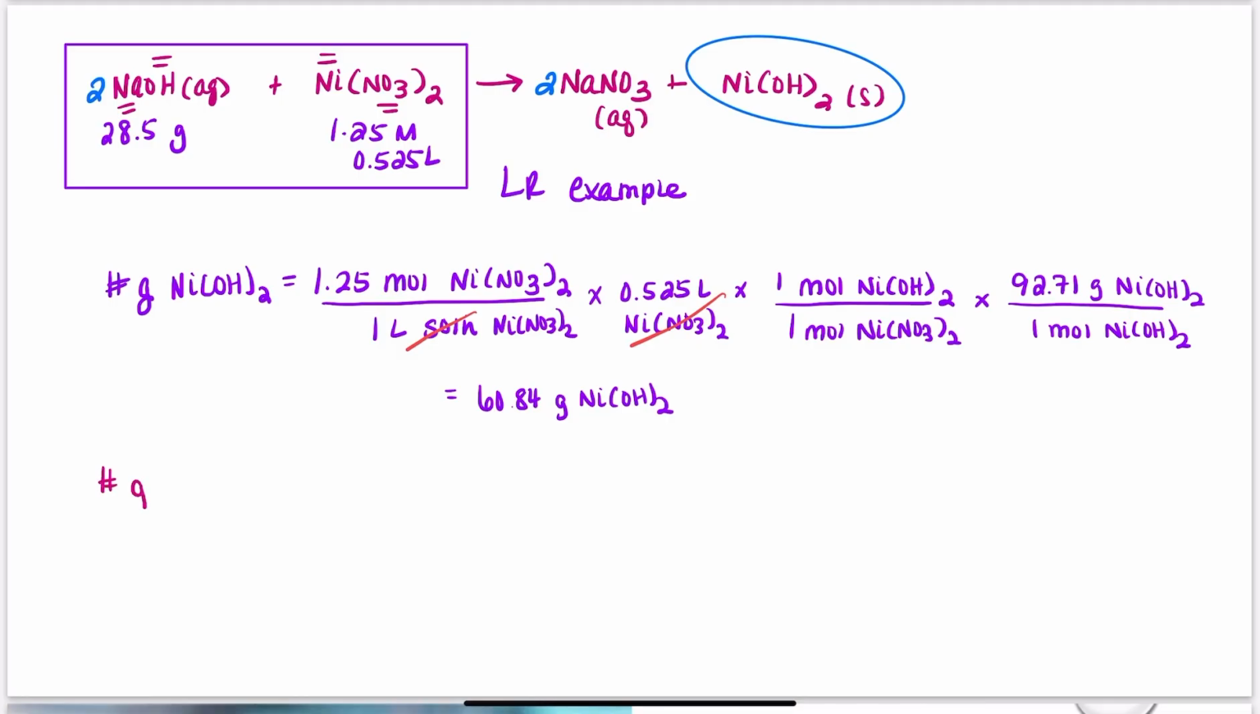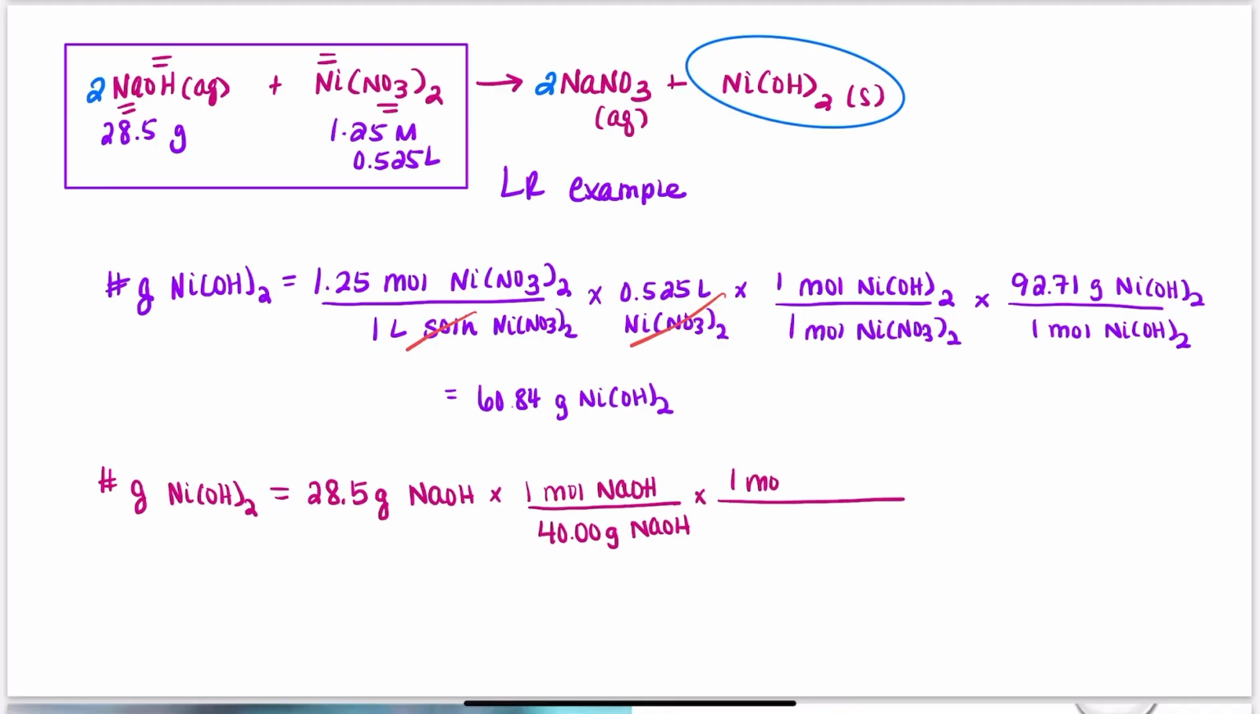Which one gives me the least amount? So let's check it. How many grams of nickel 2 hydroxide could I produce if I reacted all of my sodium hydroxide? I've got 28.5 grams of NaOH. I know 1 mole of NaOH weighs 40 grams. Added that up from the periodic table. Looking at the balanced reaction, 1 mole of nickel 2 hydroxide is produced for every 2 moles of sodium hydroxide consumed.